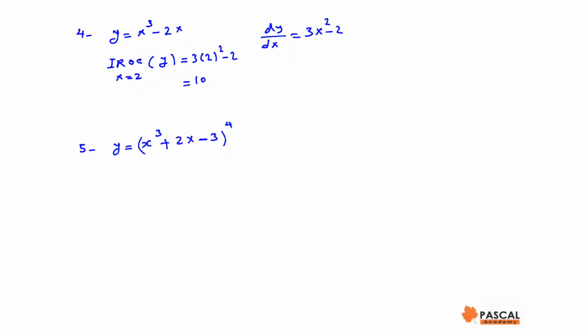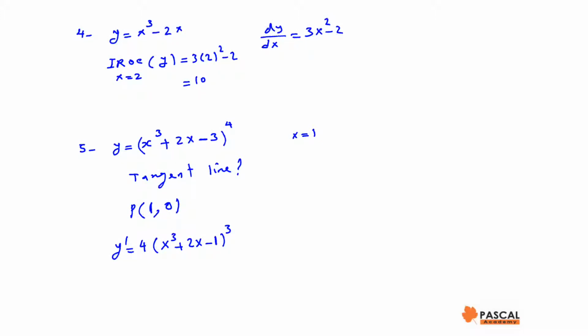Next question is example 5. Write the equation of the tangent line to the graph of y equals x^3 plus 2x minus 3 to the power of 4 when x is 1. The contact point is 1, and we plug in 1 to the function, we get 0. The derivative of the function is 4 times x^3 plus 2x minus 1 to the power of 3 times 3x^2 plus 2.